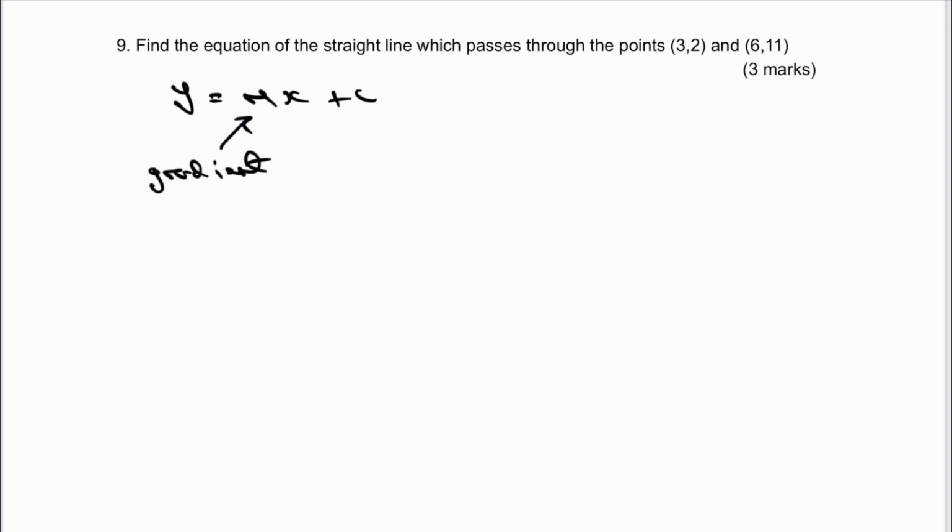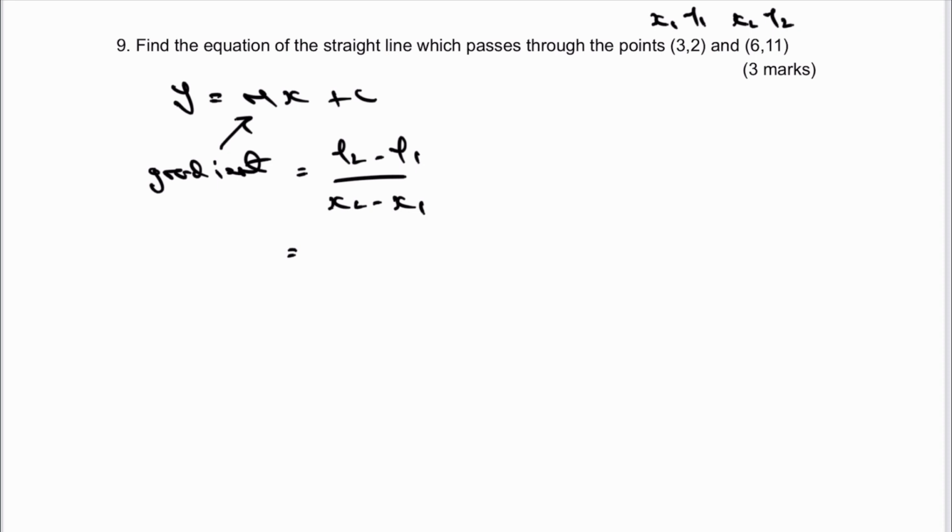Okay, now the way we work out the gradient is going to be y2 minus y1 divided by x2 minus x1. If you're not sure about any of these, please do let me know, because I have specific playlists on these types of questions. Okay, so if we go back to our coordinates, I'm going to write on my coordinates, this is y2, and therefore this is y1, x2 and x1.